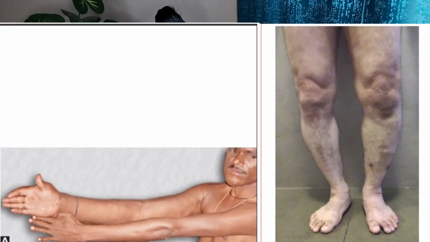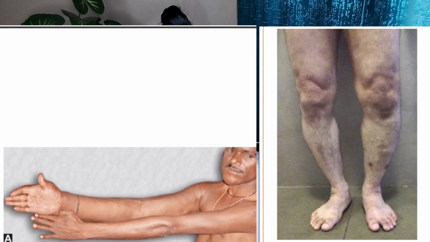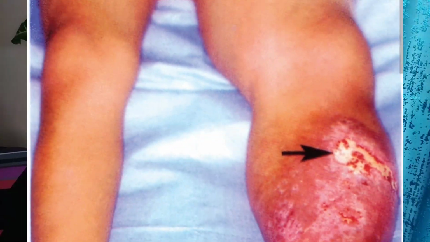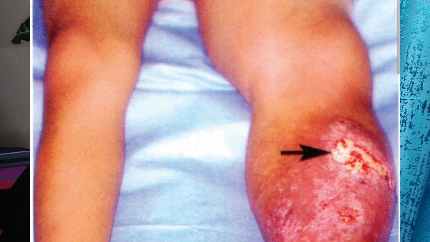The affected limb will be longer, warmer and bigger than the opposite limb. The affected limb will be painful and heavier than the normal limb. There might also be an ulcer in areas that are below the lesion. For example, if the lesion is on the thigh, the ulcer might be on the leg or the foot.